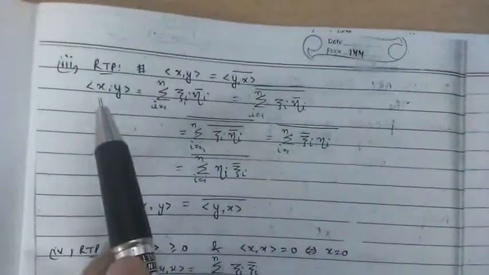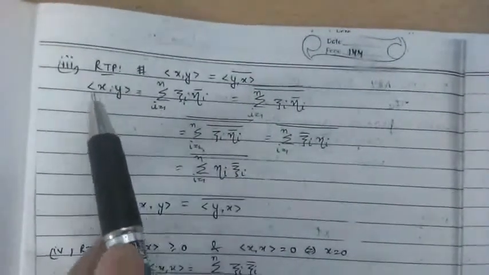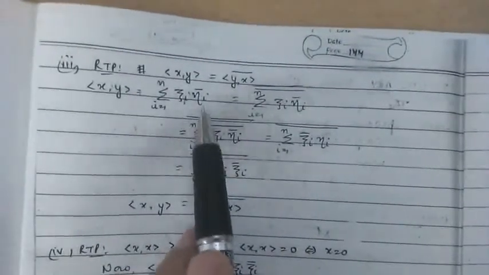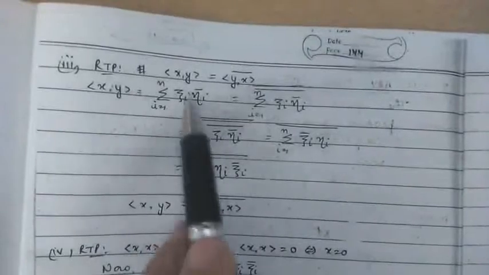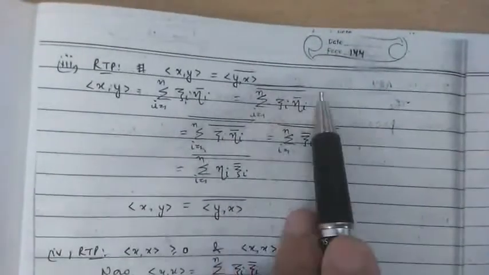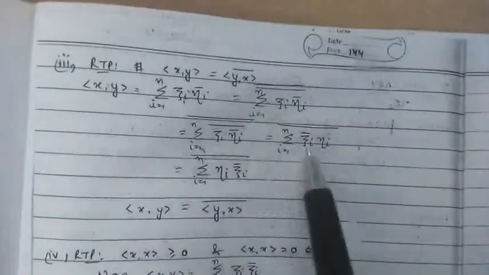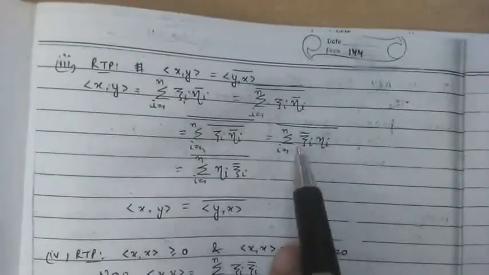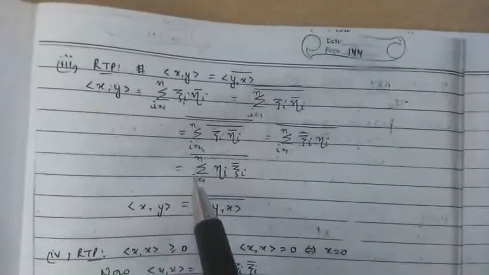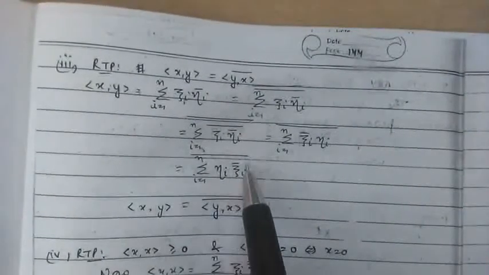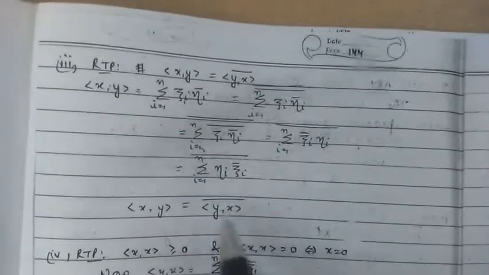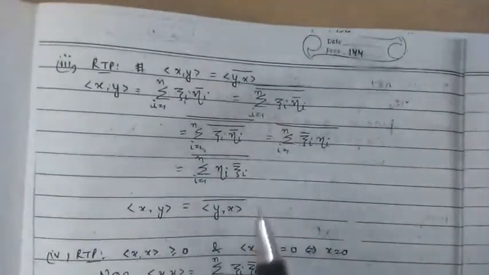So let us take inner product of X with Y. Using the definition, this is summation xi into eta conjugate. Now this term can be written again in this form. Now this can further be written in the form summation, because these numbers are commutative. So this can be written as summation eta into xi conjugate whole conjugate. This is inner product of Y with X conjugate. So we have proved the third property.